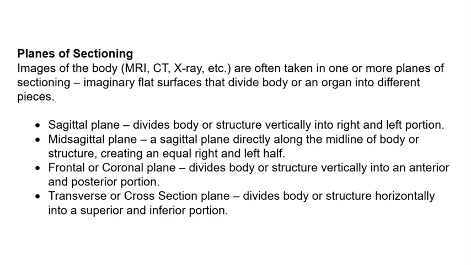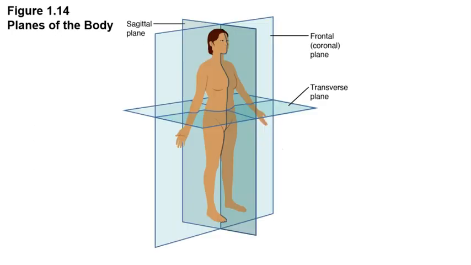We also have frontal or coronal planes, which are imaginary planes or surfaces that divide the body or structure vertically into an anterior and a posterior portion. And finally, we have transverse or cross-sectional planes, which divide a body or a structure horizontally into a superior and inferior portion. So in this figure here, figure 1.14, shows all three of the typical sectioning planes: the sagittal plane, the frontal or coronal plane, and the transverse or the cross-sectional plane.